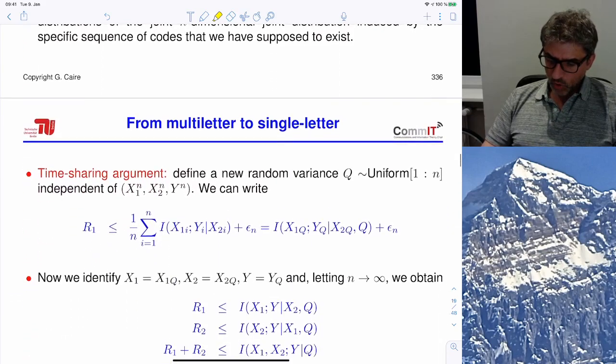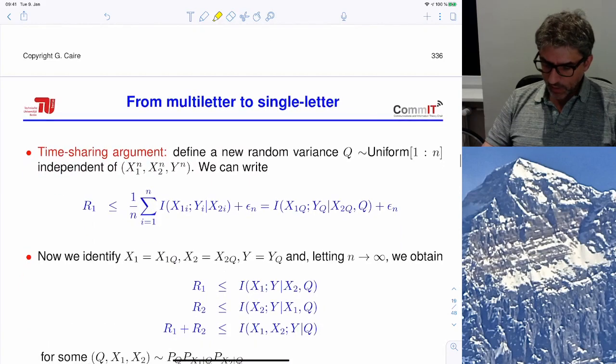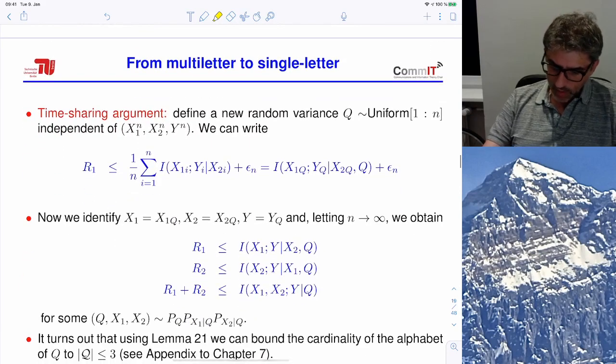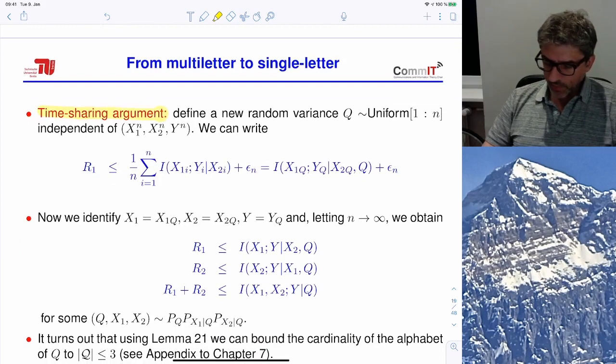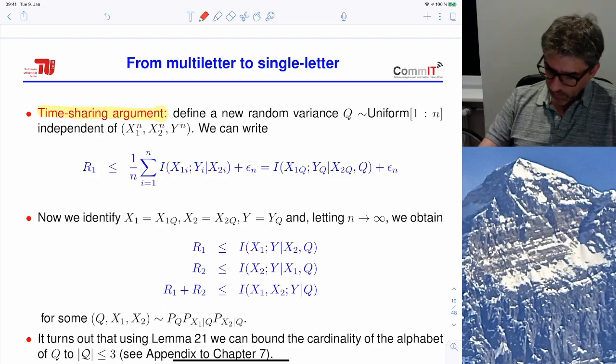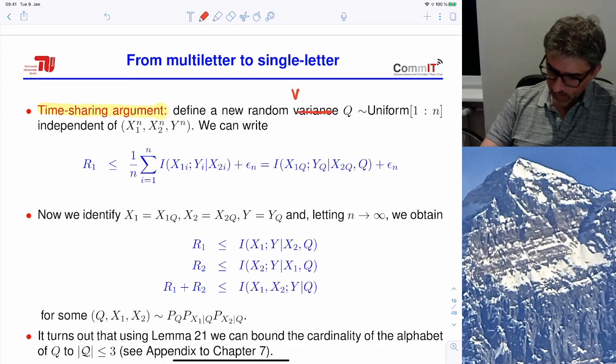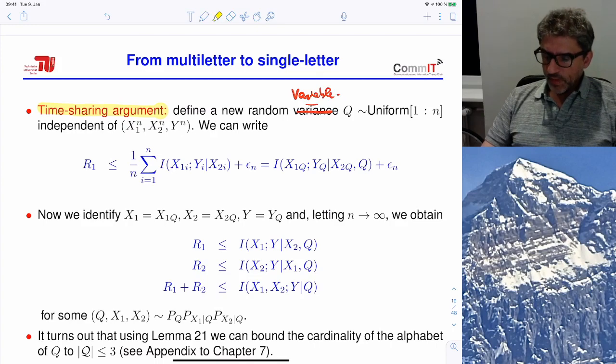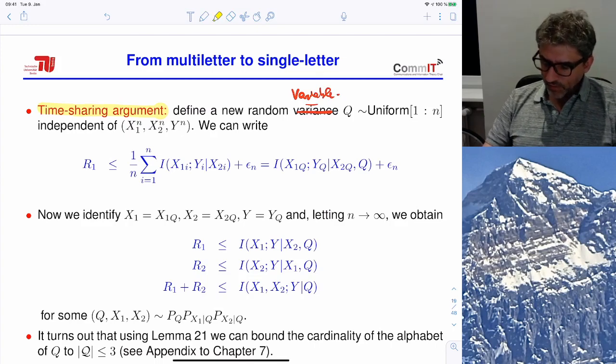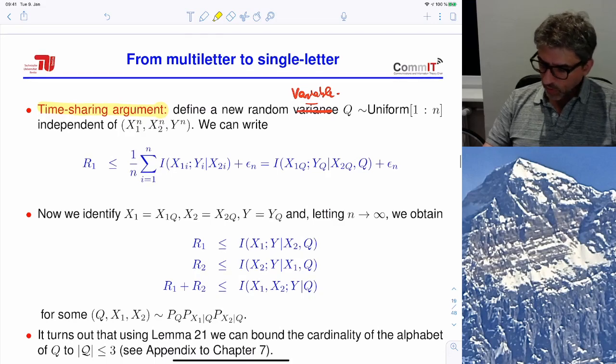Okay. So at this point, once we have broken the multi-letter expression into this sum, the last step to go from multi-letter to single-letter is to introduce what's called a time-sharing argument, which simply does the following. We define a new random variable, and I call it Q, and it is uniform from 1 to n.